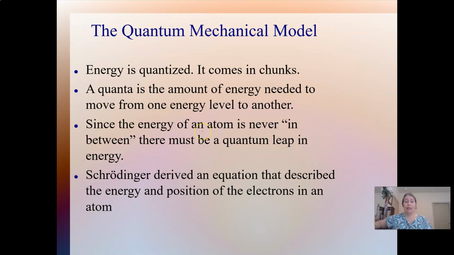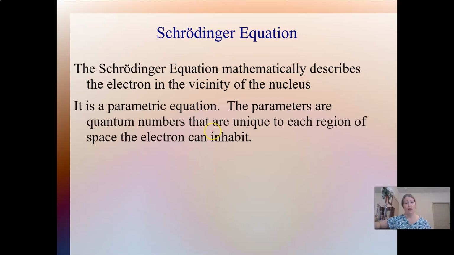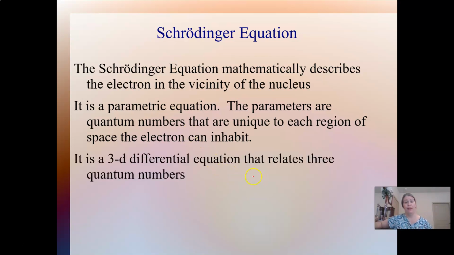So once this theory was proposed and understood, Schrödinger derives an equation which describes the energy and position of electrons in an atom, the Schrödinger equation. And thank goodness you don't have to try and solve it. The Schrödinger equation is designed to mathematically describe what's going on with the electron in the vicinity of the nucleus. It's a parametric equation. So you set up specific quantum number limits unique to each region of space that the electron can inhabit. It's three-dimensional, and it relates three quantum numbers. So it kind of comes in three pieces.